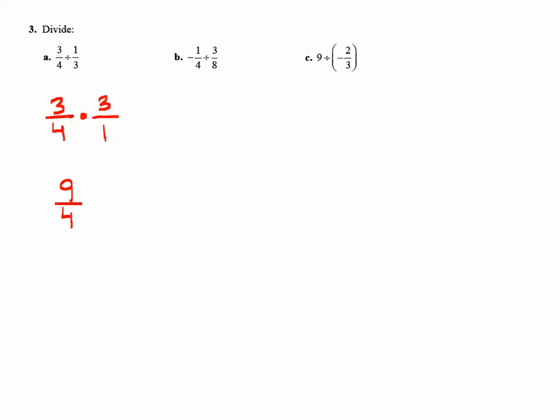All right, for B, negative 1/4 stays the same. Change it to multiplication, put an 8 on top, 3 on the bottom this time, and this time we can reduce. How about 4 and 8 goes into a 1 and a 2? Final answer, a negative 2/3.